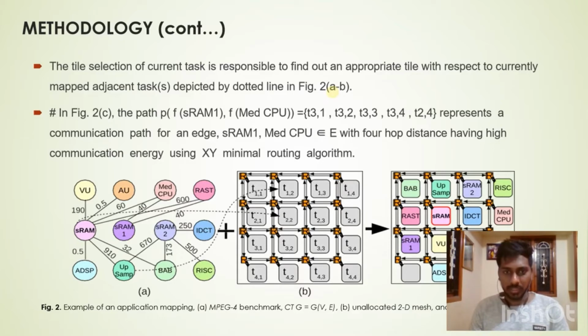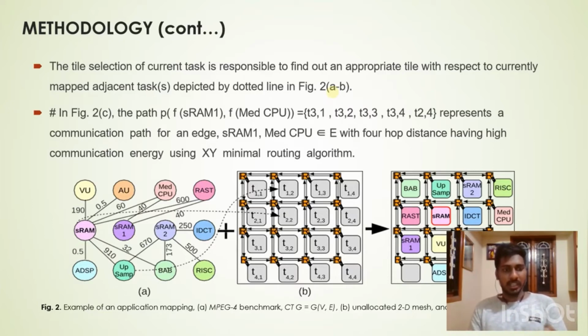In that NoC, routing is attached from one core to another, using the shortest path to communicate with each other, so that it consumes less energy. This is what you are going to see in figure C. What we are directly seeing.